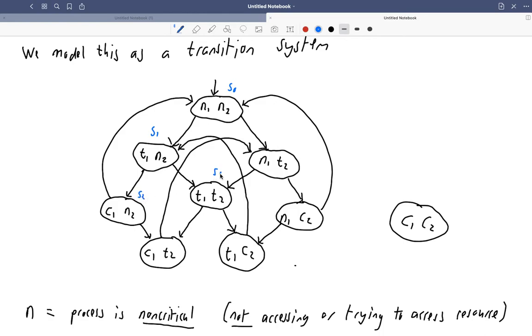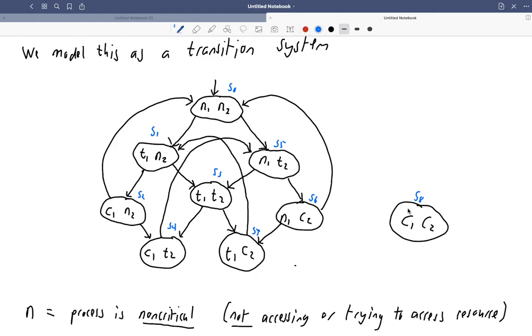S2, S3, S4. I don't know why I numbered them this way anyway, but S5, S6, S7, S8 if we like. And while we're here, I should say that even though there are no transitions into this state, if we did have this state, we might imagine there might be transitions out.